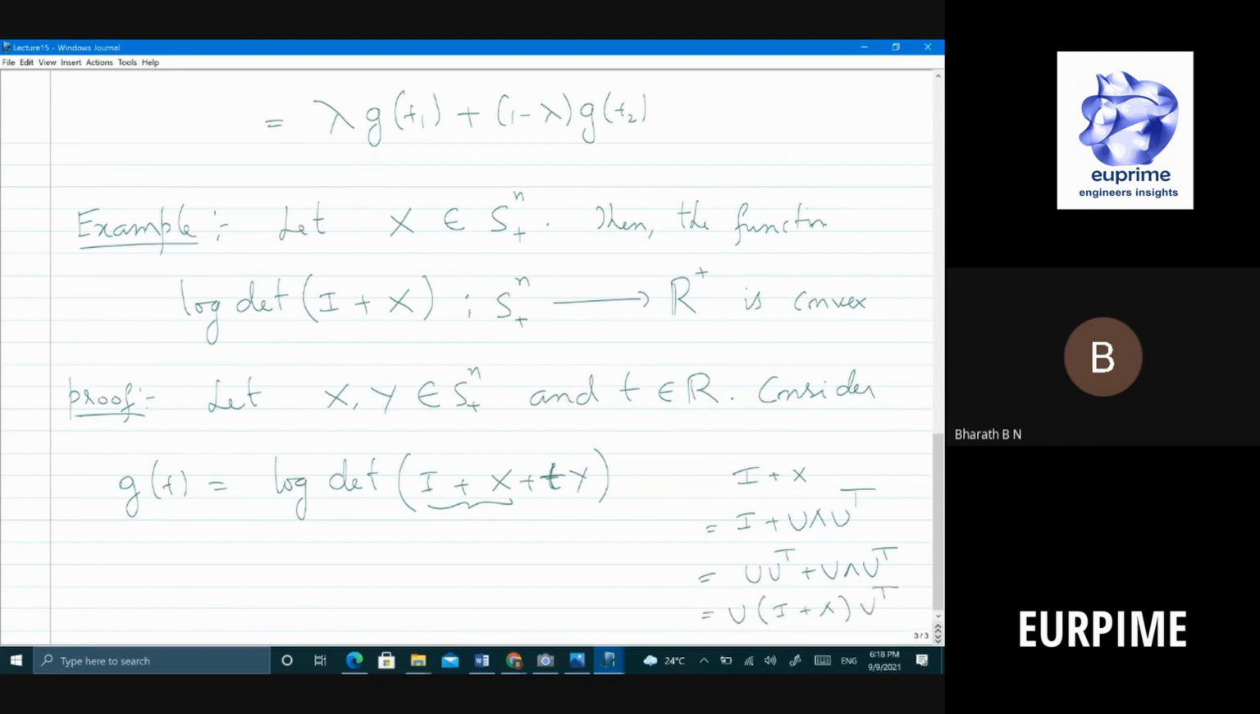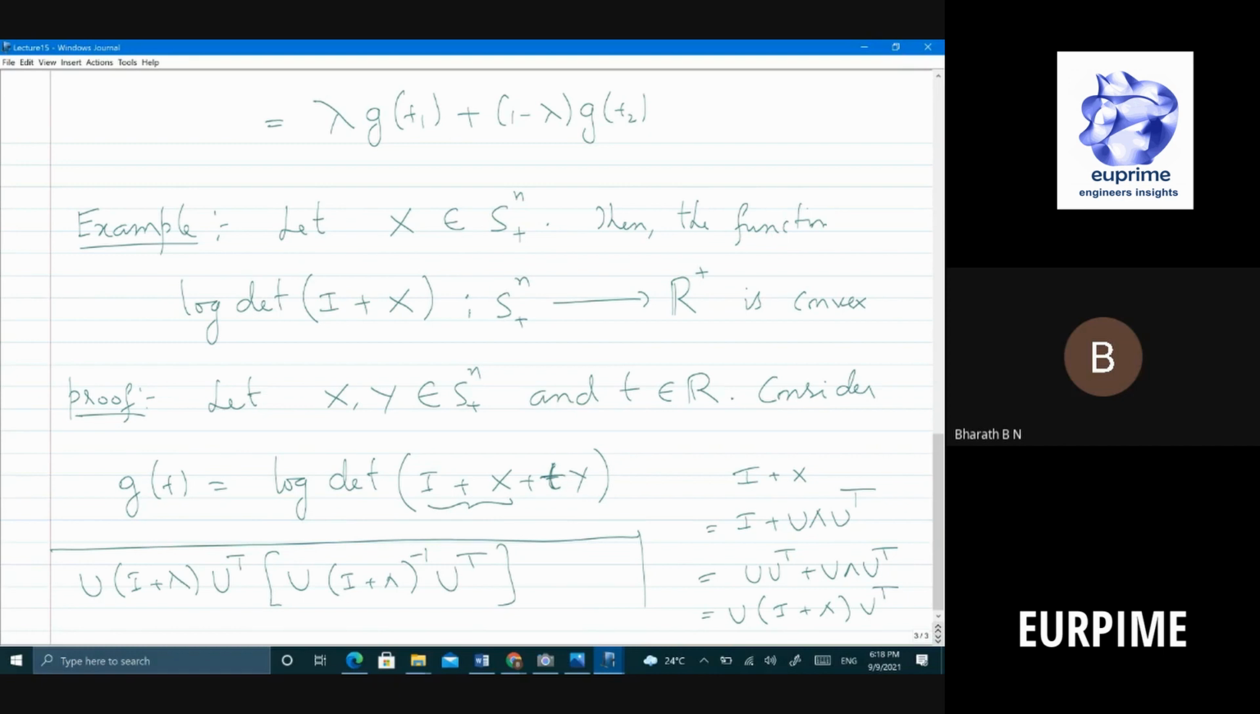Now what is the inverse of this matrix? Maybe I'll write this as an aside. You have U times identity plus lambda times U transpose. I have to multiply by U to cancel U transpose, since U transpose U is identity. Identity plus lambda is a diagonal matrix with diagonal entries greater than 1, so it is invertible and I can take the inverse. So this matrix is invertible, so I plus x is invertible, and I know the inverse also.